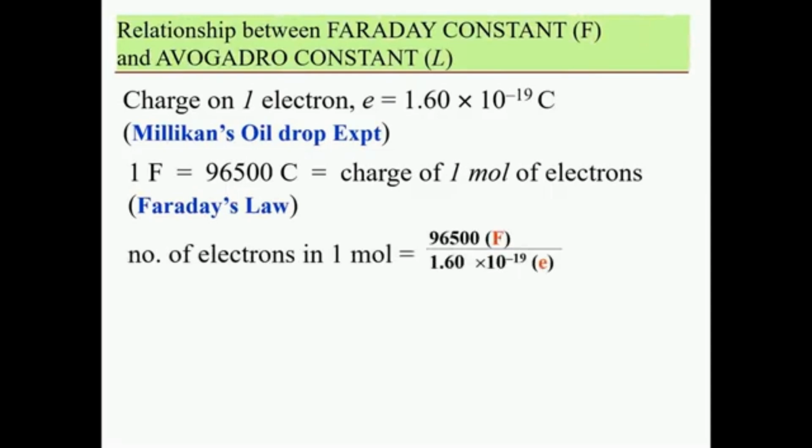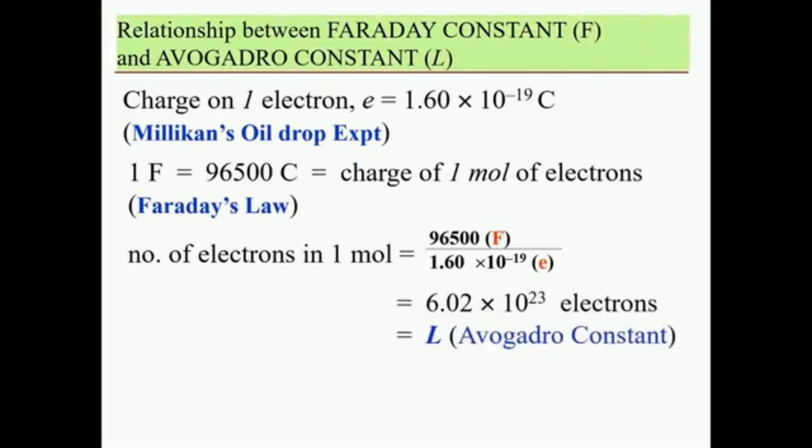Hence, the number of electrons in 1 mole will be equal to the Faraday constant, 96,500, divided by the charge on 1 electron, 1.60 times 10 to the power minus 19. And that gives us a value of 6.02 times 10 to the power 23, which is the Avogadro constant. Hence, we have the Avogadro constant, L, equals Faraday F over e, or the relation F equals Le.